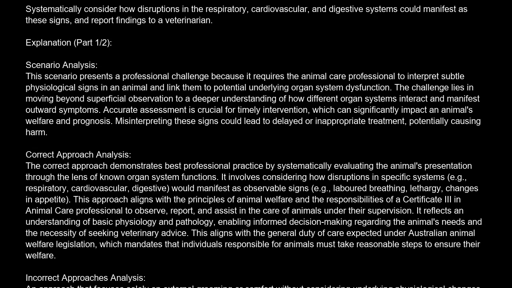The correct answer is A. Systematically consider how disruptions in the respiratory, cardiovascular, and digestive systems could manifest as these signs, and report findings to a veterinarian. Explanation. Scenario analysis.